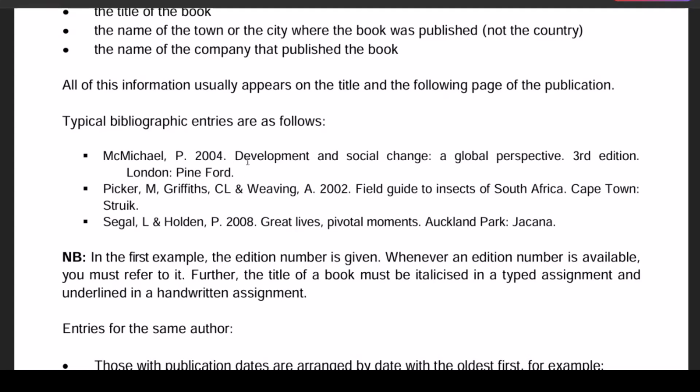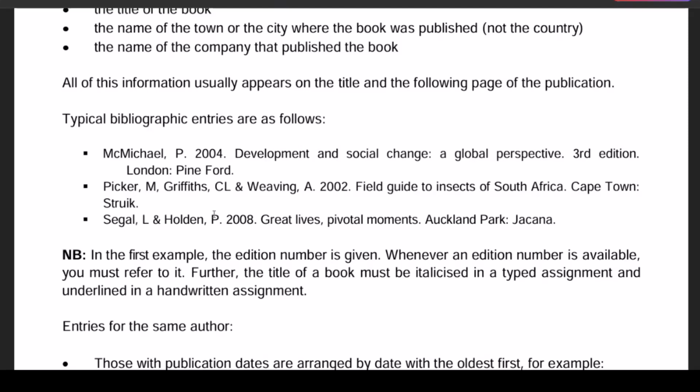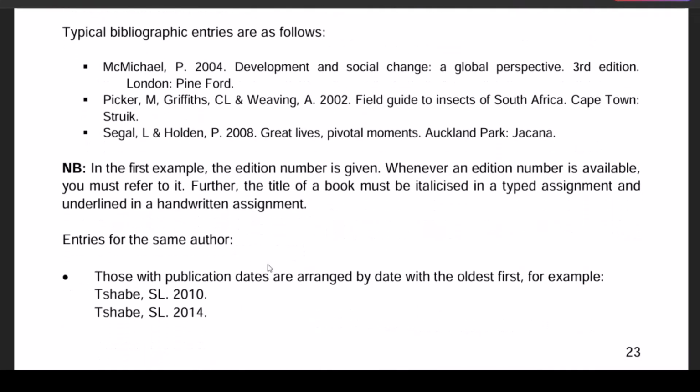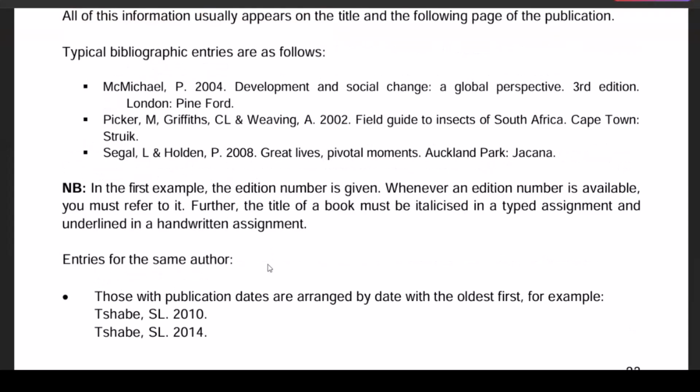And then that's the title, this book. This is a book, Development and Social Change, A Global Perspective. It's a 3rd edition. It was published in London. And the name of the publisher is Pineford. So you need to make sure that you include the city of where it was published, as well as the name of the publisher. Okay, so this one is Picker. It was published in Cape Town, and the name of the publisher is Struck. So you need to pay attention to these small things, ne? You need to pay attention to these small things.